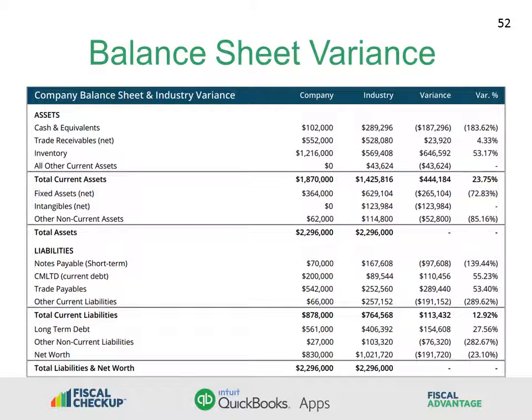An identical analysis is presented on the balance sheet. The software creates a hypothetical company of the same asset size, so it can show what the value of the selected balance sheet accounts should be for a company of this size. For example, based on the industry averages, this company had almost $188,000 less cash on hand than would have been expected for a company of this size, a negative variance of over 183%.